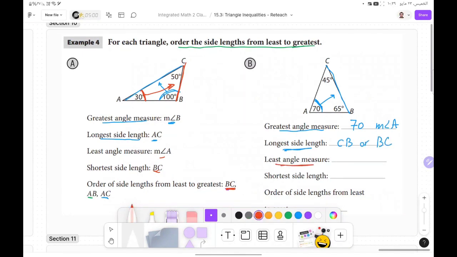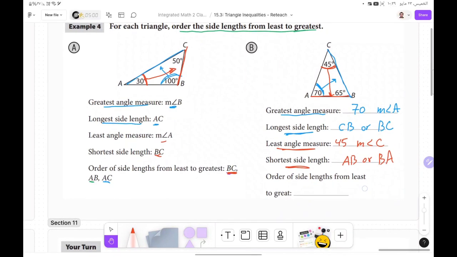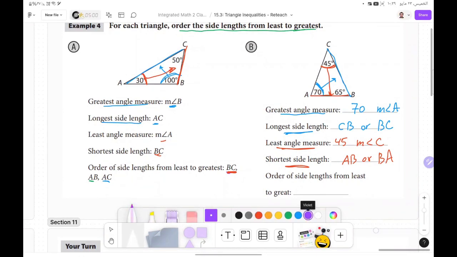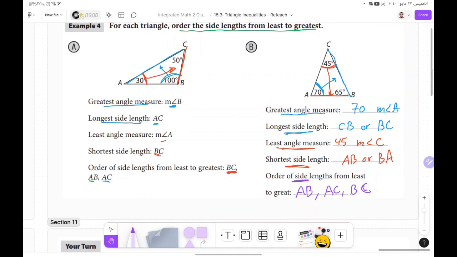Now the least angle, which is the smallest angle, is 45. So 45, we can say measurement of angle C, and the shortest side is AB, or BA. Now if we need to order them from the least to the greatest, here it's saying order the sides, so we're talking about the sides, not angles. The shortest side is side AB, then the medium side is AC, then the greatest side is BC. This is how we can understand this.